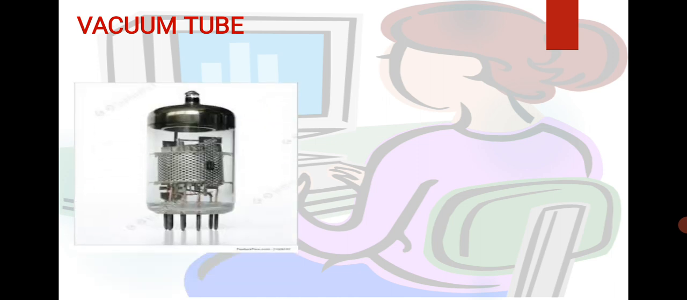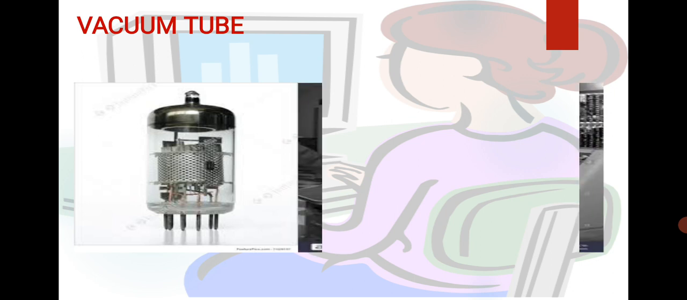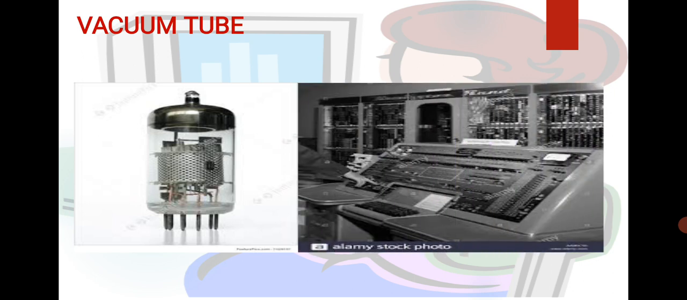Children, this is the image of vacuum tube. And in the rightmost corner, children, this is the image of the first generation computer. So left side vacuum tube and right side first generation of computer.